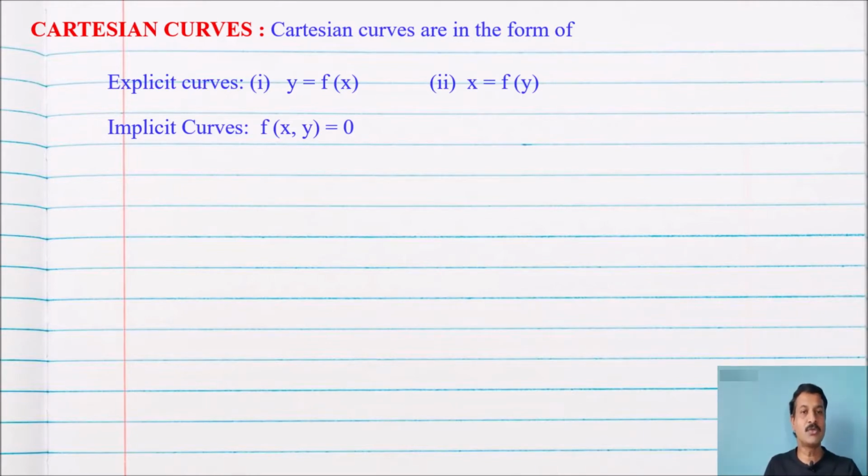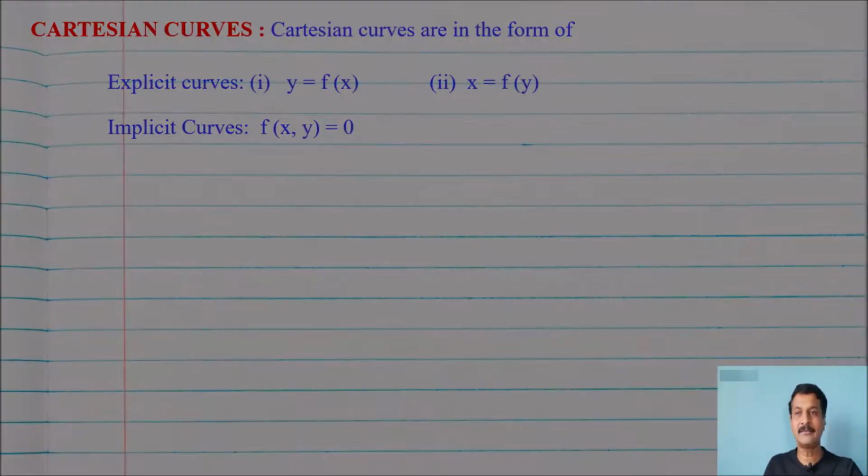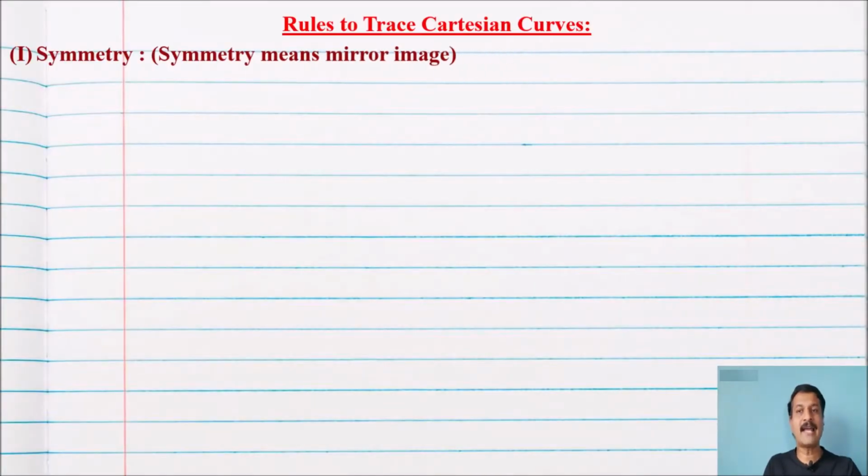There are some rules, and by using those rules you can trace any Cartesian curve, maybe explicit or implicit. So which are these rules? Let's see here. Rules to trace a Cartesian curve: there are 5 different rules. First is symmetry, second is origin or point of intersection, third is the region of absence or nature of the curve, fourth is asymptotes, and fifth is the tangent or different tangents at different points.